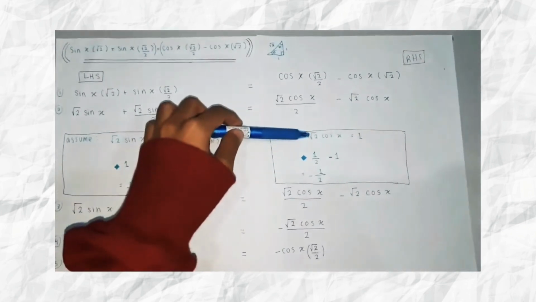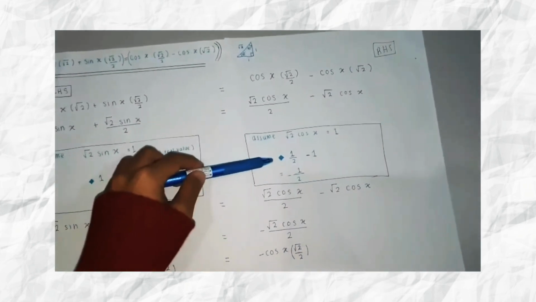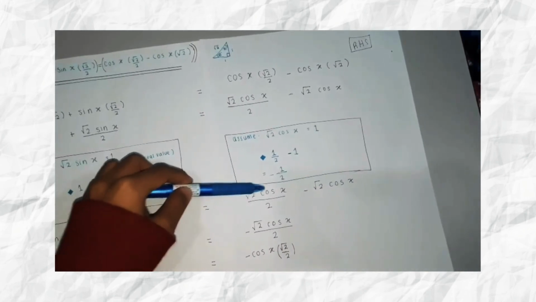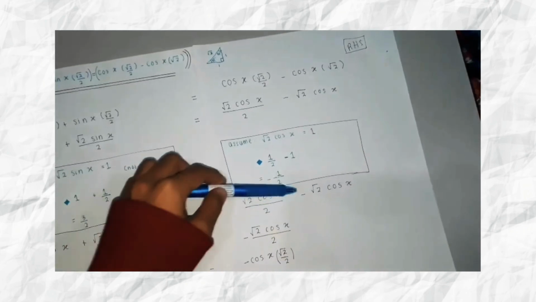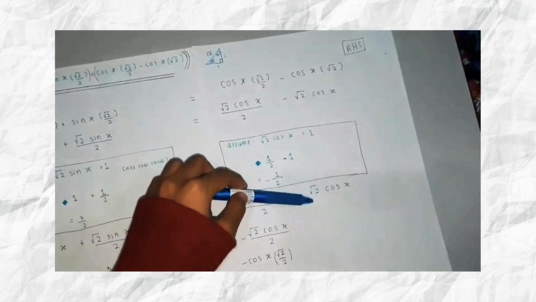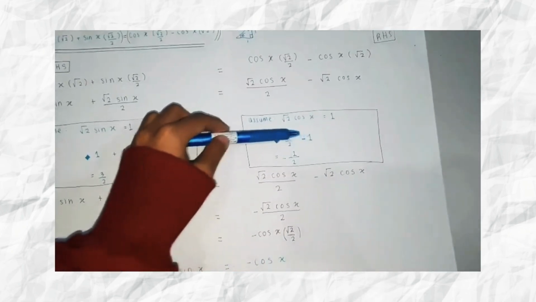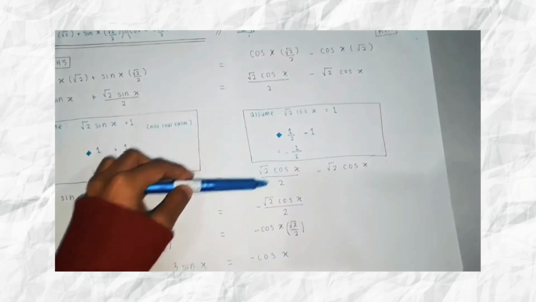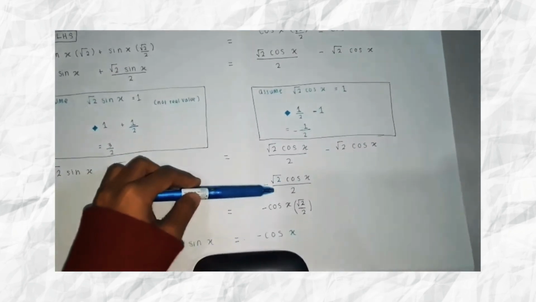And also the same thing as this one. So here at the right hand side, I assume this square root 2 cos x as 1 again, and I will assume negative square root 2 cos x as 1 over 2, right? Negative square root 2 cos x as 1. So we got negative 1 over 2. So here we get negative square root 2 cos x over 2.